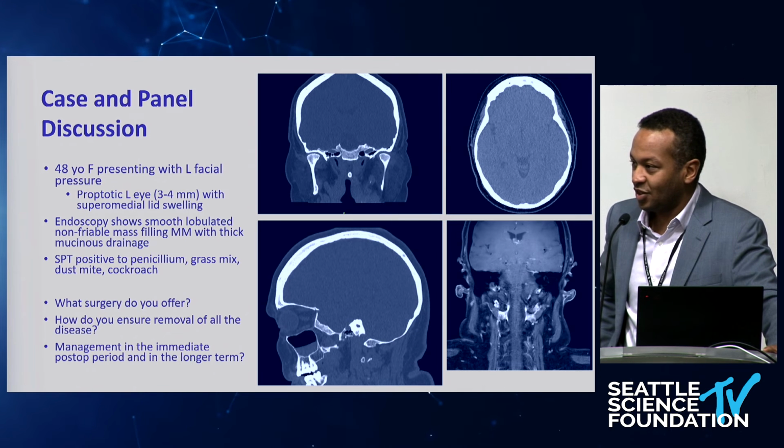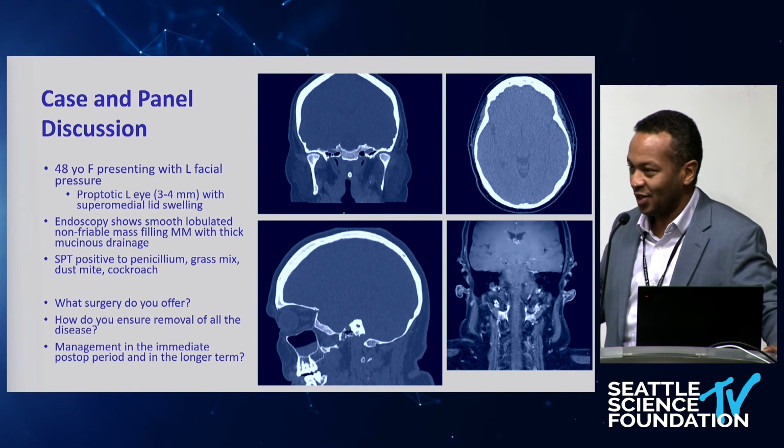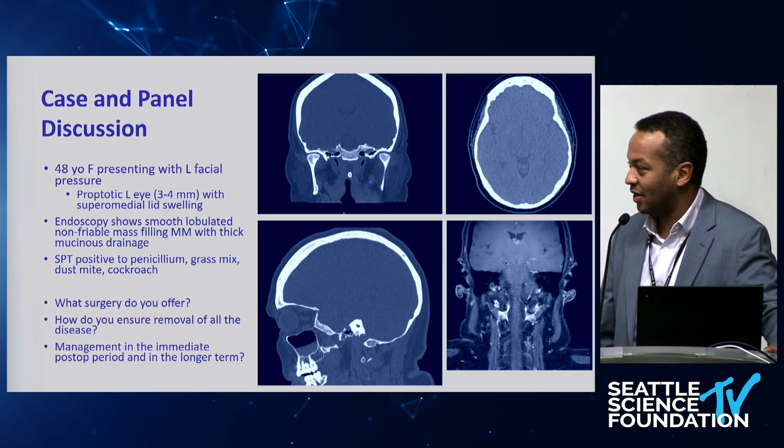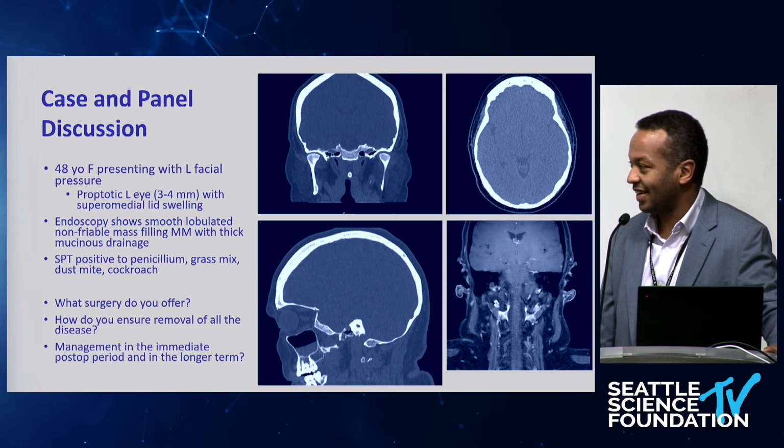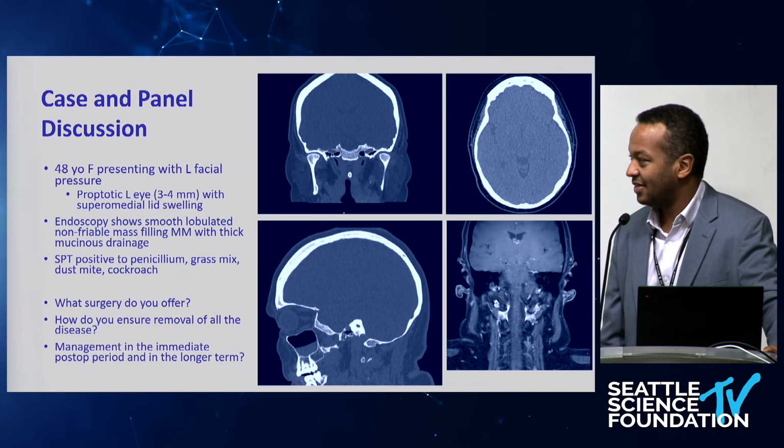Let's say you do get it all out. How do you manage them in the long term? Are you just going to say, okay, well, I got it all out. They're good. I'm just going to let them run? Or do you put them on topical corticosteroids, a burst of oral steroids afterwards? Again, a little controversy here. What do you do? Jeff?